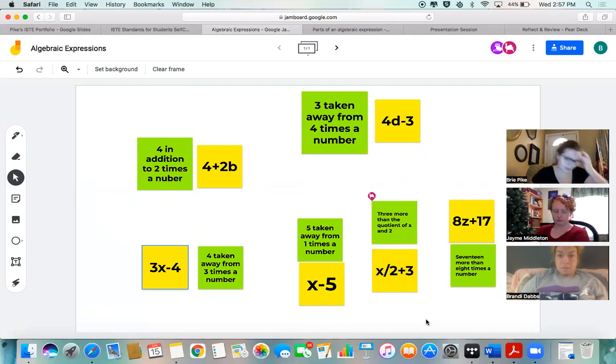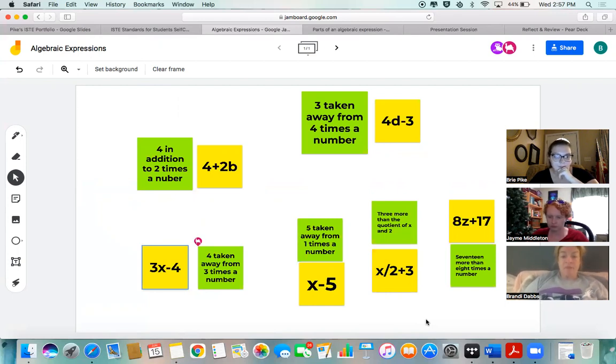So Brandy, do you want to pick one to share? Yellow or green? Either one. I want you to share both. Okay, 3x minus 4 is 4 taken away from 3 times a number. Good job. Jamie? 17 more than 8 times the number is 8z plus 17.